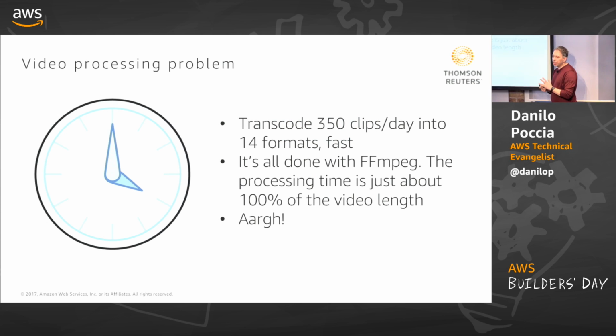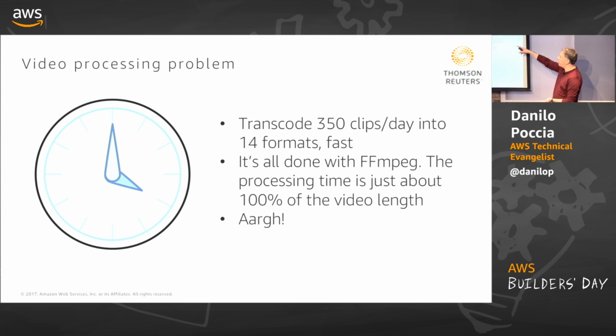This is Thomson Reuters. If you know them, they basically sell information. And the speed at which they can provide you information, especially for the financial market, is important. Part of this is videos, so they needed to transcode videos: to transform 350 video clips per day, each of which had to be transformed into 14 different formats. So it takes some time to do that.